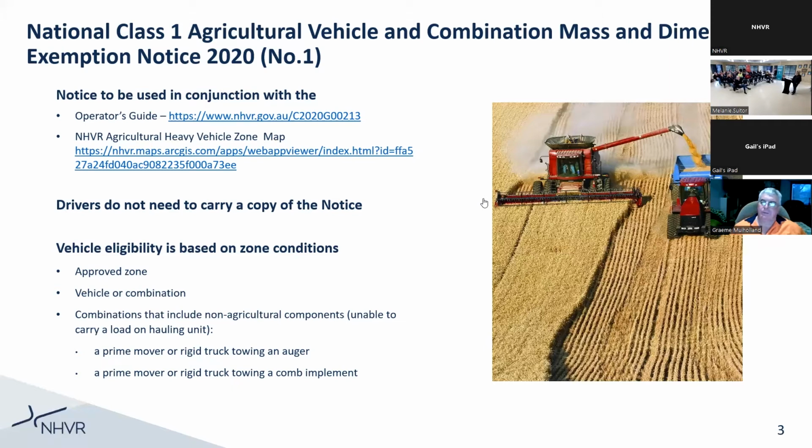Eligibility of vehicles in this notice is based on access to the approved designated agricultural zones, and these zones, as I said before, have different dimensions, mass, and conditions for access.